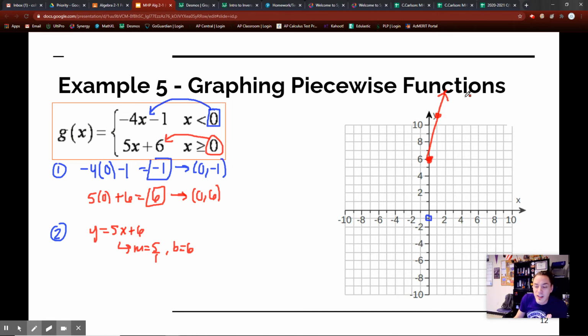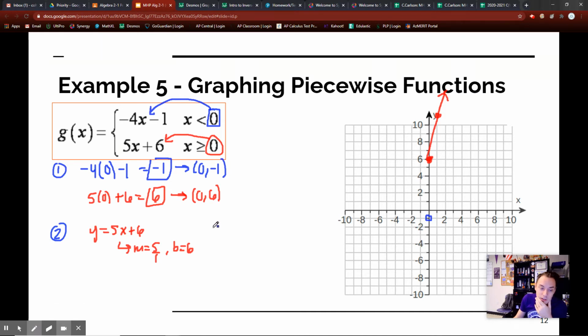Yeah, it should look something like that. Okay, I should have started with the point. That's probably better. Now, when I look at my blue line, why do I stop there?